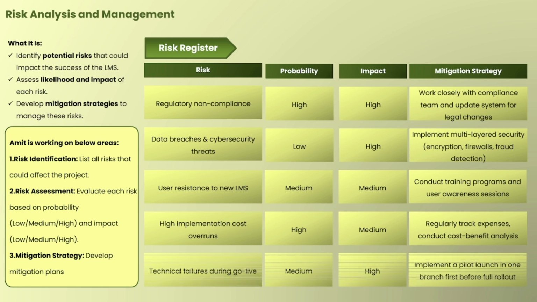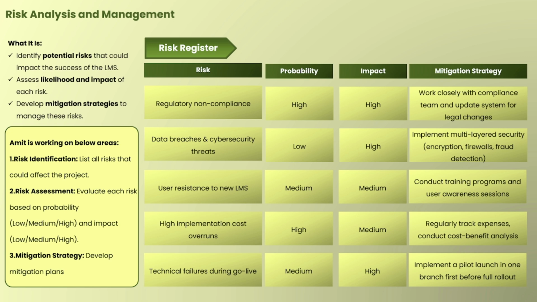And the last is technical failures during go live. It means when we push it to production, what technical failures may come. The probability of such a risk is medium, and the impact may be high. To overcome that, implement a pilot launch in one branch first before full rollout. This is quite a technical thing which we need not go into that much detail.